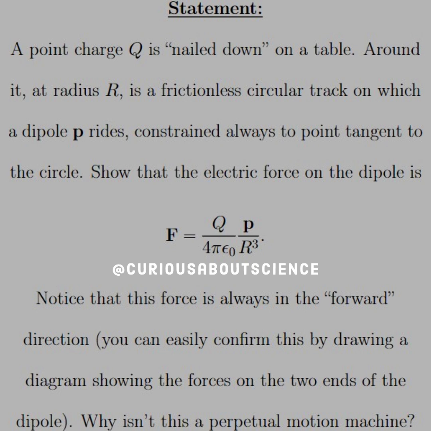The statement reads, a point charge Q is nailed down on a table. Around it, at radius r, is a frictionless circular track on which a dipole P rides, constrained always to point tangent to the circle. Show that the electric force on the dipole is F equals Q over 4 pi epsilon naught times P over r cubed. Notice that this force is always in the forward direction.